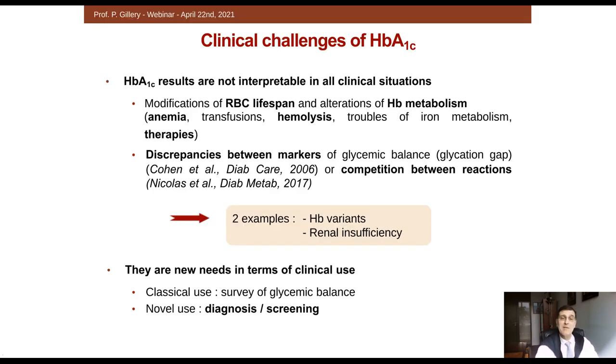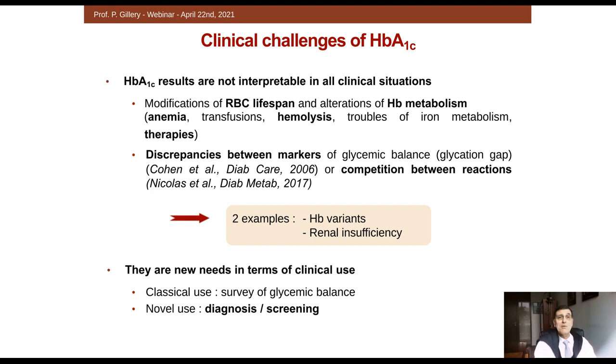Now, the clinical challenge of HbA1c. There are two types of clinical challenges now for HbA1c. First, the situations where HbA1c results are not interpretable. This is the case, for example, when there are modifications of red blood cell lifespan and alterations of hemoglobin metabolism: anemias, transfusions, hemolysis, troubles of iron metabolism, or some therapies.